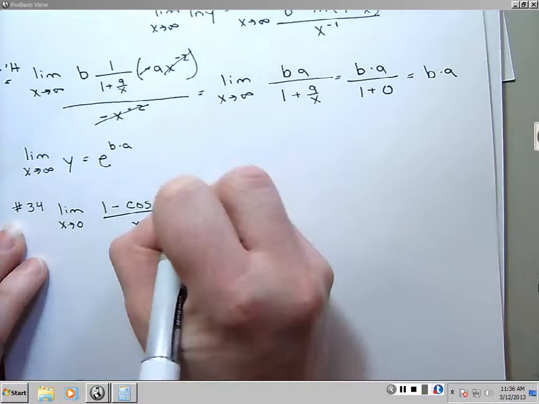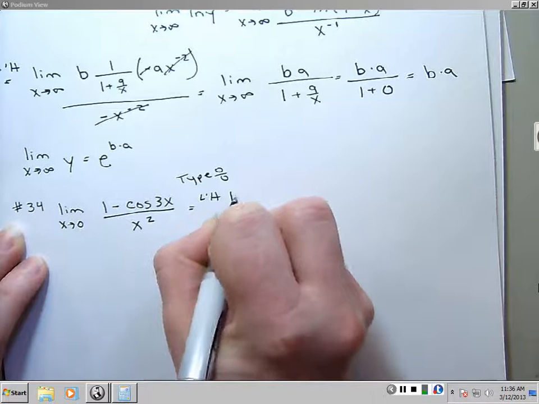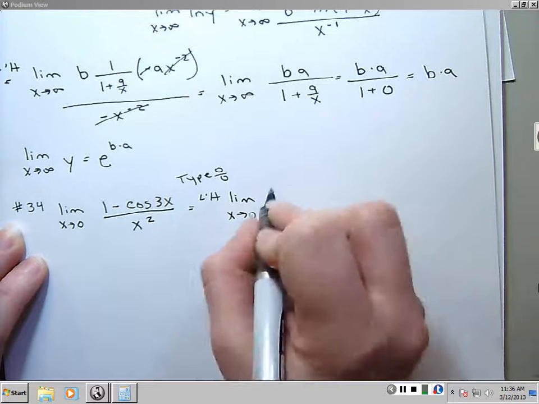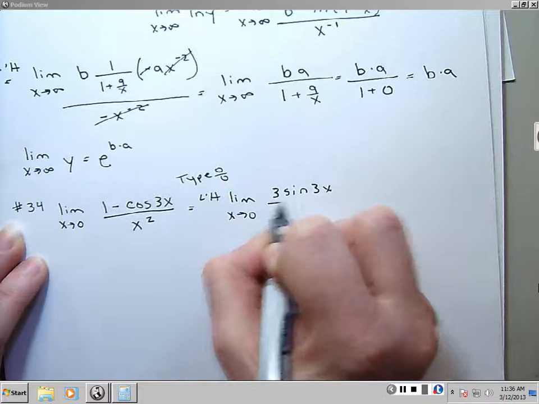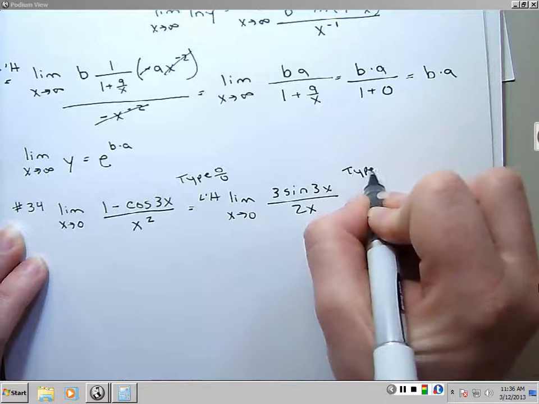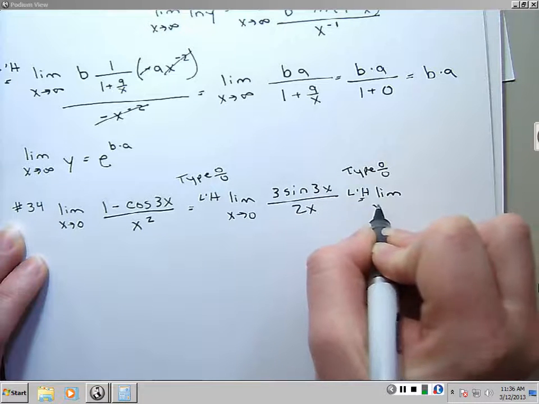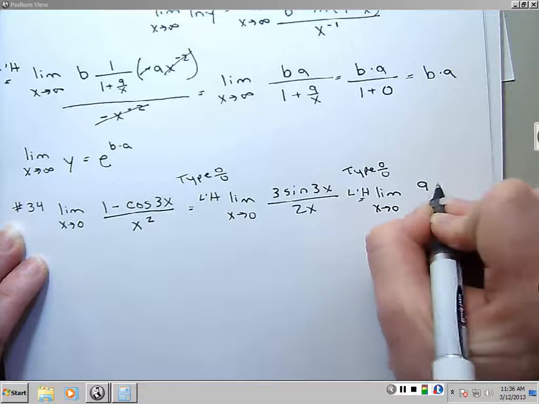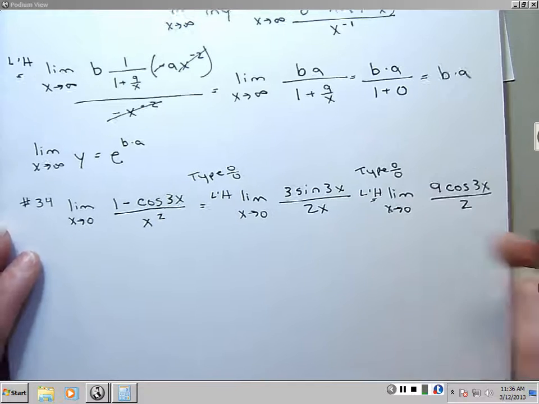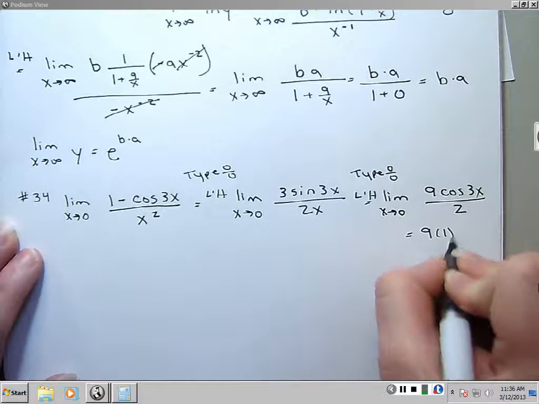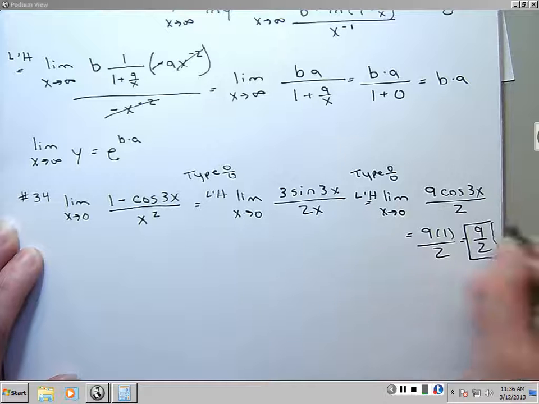This is type 0 over 0. If I apply L'Hopital's rule, I get the limit as x goes to 0 of 3 sine of 3x over 2x, which is still type 0 over 0. But if I apply L'Hopital's rule again, I get the limit as x goes to 0 of 9 cosine of 3x over 2. Cosine at 0 is 1. So this is 9 times 1 over 2, which is 9 over 2. And there's your limit.